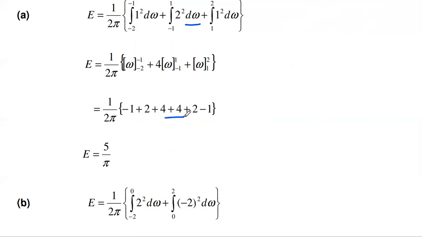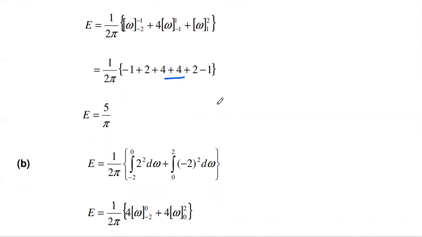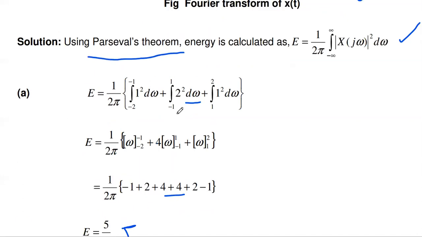These two terms are for this interval. Then plus, substituting the upper limit 2 minus the lower limit 1, so 2 minus 1. If we add these terms, we get 10. Then 10 divided by 2 pi, cancelling, we get the energy as 5 divided by pi joules. So this is the energy of the first signal.